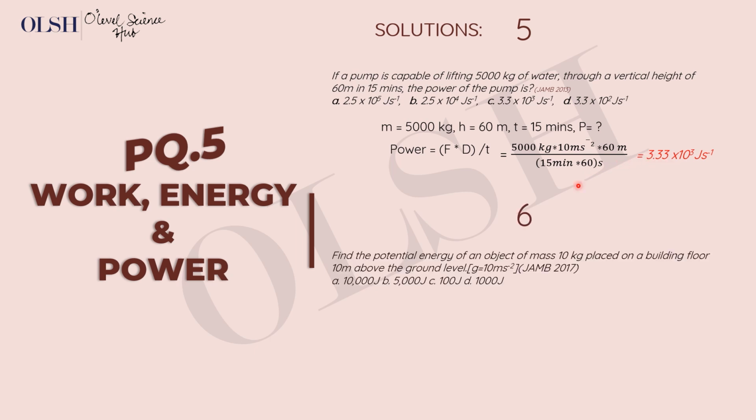Look at number 6. Find the potential energy of an object of mass 10 kg placed on the building floor 10 meters above the ground level, and we have g as 10 meters per second squared. Okay, so we bring out our parameters from the question. We have mass to be 10 kg, we have height to be 10 meters, we have potential energy to find. Okay, so what do we do? Potential energy is simply mass times gravity times height. So we take our mass, multiply it by gravity, and then multiply it by the height of 10 meters, and we simply find the potential energy of the object on a building floor. Okay, so that's 1,000 joules.